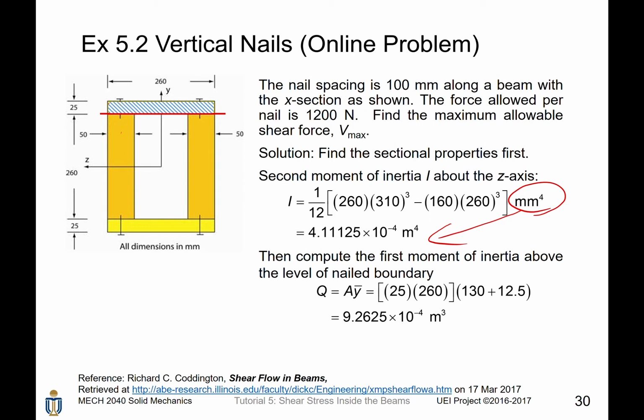Therefore, we are interested in the first moment of area of the region above this boundary. For the region above the nailed boundary, the area is given by 25 times 260, while the distance from the neutral axis to the centroid of this region is given by 130 plus 1/2 of 25, which is 12.5. So it is like this. The first moment of area of the region above the nailed boundary is given by 9.2625 times 10 to the power minus 4 meter cubed.